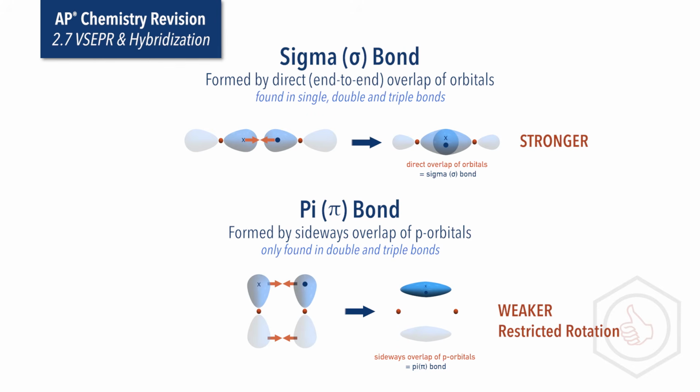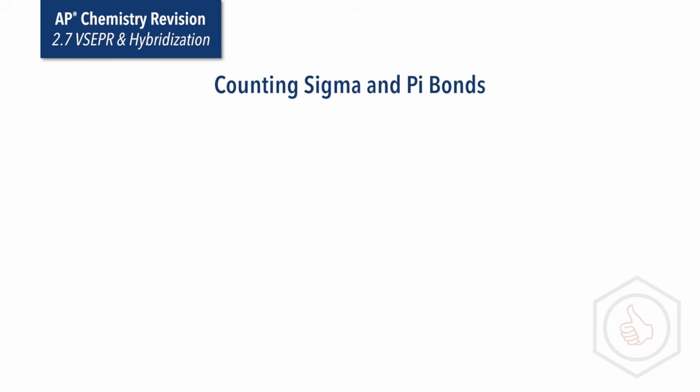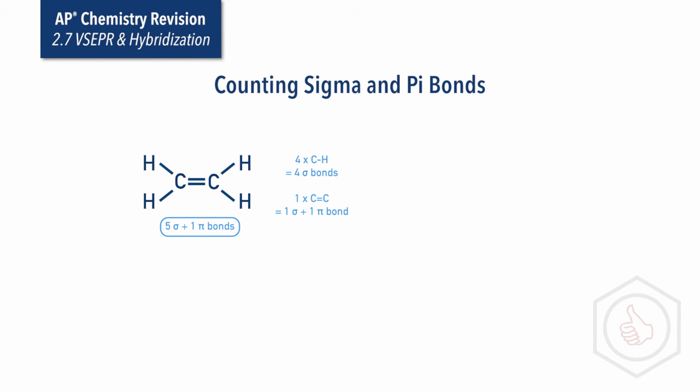You should be able to quickly identify how many sigma and pi bonds there are in simple molecules based upon the type of bonds present. For example, in the molecule ethene, there is a total of 5 sigma bonds and 1 pi bond. This is because there are 4 single bonds between carbon and hydrogen, which are all sigma bonds, and there is a double bond between the 2 carbon atoms. Well, a double bond is made up of 1 sigma bond and 1 pi bond, giving 5 sigma and 1 pi bond in total.